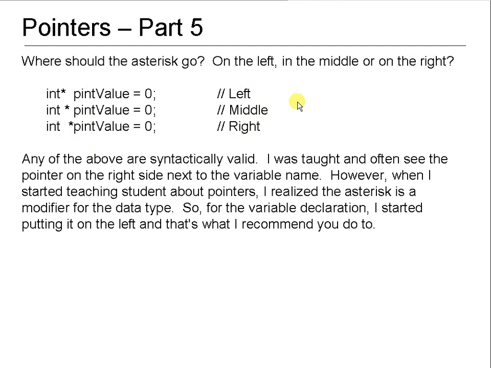Now, I was taught and often see the pointer on the right example. However, when I started teaching students about pointers, I realized the asterisk is a modifier of the data type. It doesn't modify the variable, it modifies the data type on the left. So, for the variable declaration, I started putting it on the left, this top example up here, and that's what I recommend you do, and I'm going to try to do that consistently throughout all the code and examples that I give you in this course.